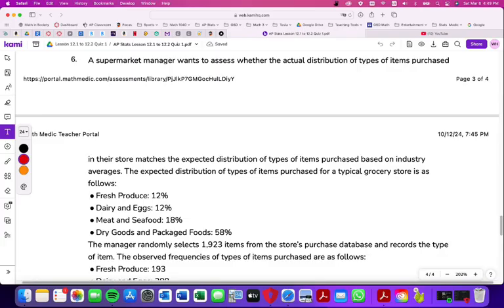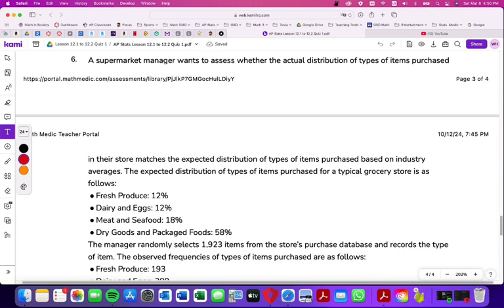Let's do the FRQ for quiz 1. Question number 6: a supermarket manager wants to assess whether the actual distribution of types of items purchased in their store matches the expected distribution of types of items purchased based on industry averages. So this sounds like a goodness of fit: is the actual distribution of types of items in the supermarket a good fit compared to the industry averages?